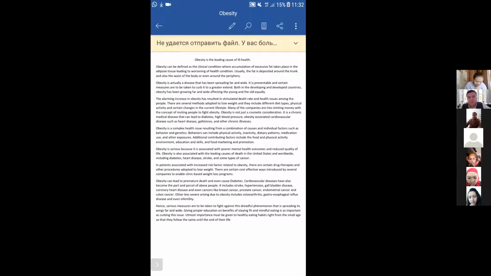Here the main problem is about obesity, and the main cause of obesity is here, the two factors. There are behavior and genetics. It's the main cause of obesity. Yes, you're right. And I find enumeration in this essay. Obesity is a chronic medical disease.